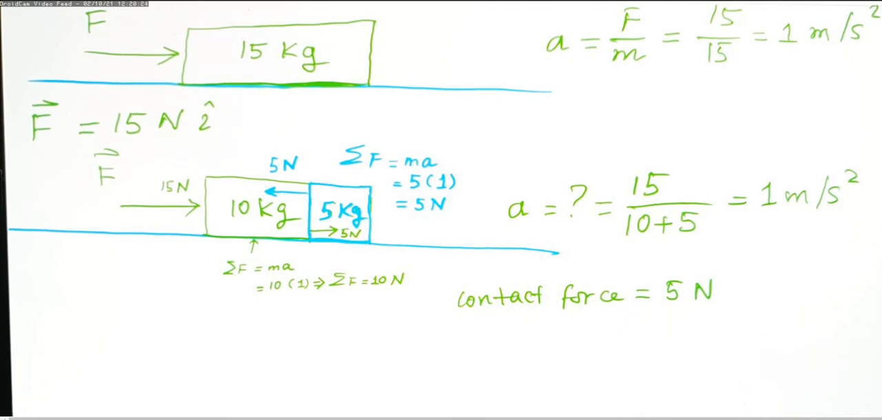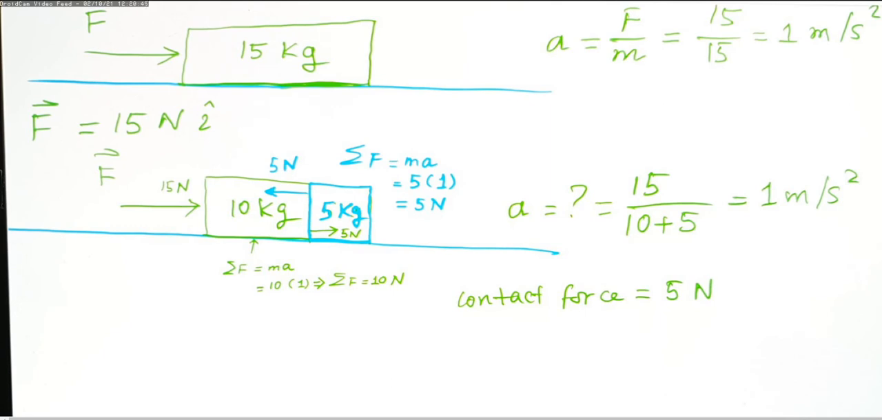What I was saying is the green box has a net force of 10 Newton. And this 10 Newton affects the blue box. Is that correct? No. That 10 Newton is consumed by the green object to accelerate.